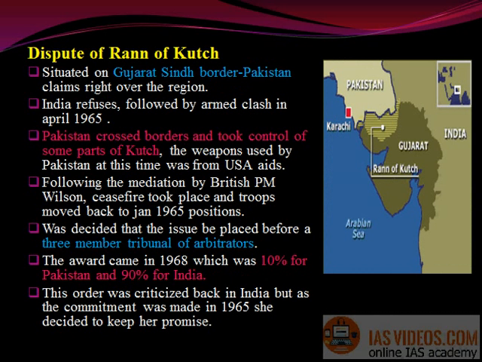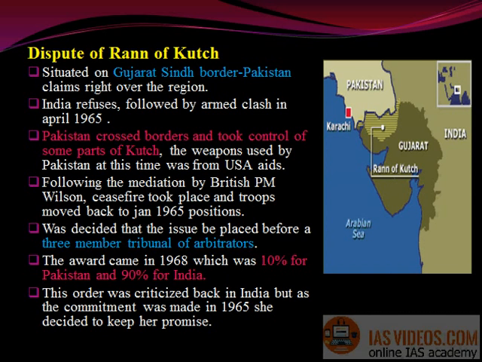Dispute of the Rann of Kutch. Situated on the Gujarat-Sindh border, Pakistan claims right over the region. India refuses, followed by an armed clash in April 1965. Pakistan crossed borders and took control of some parts of Kutch.